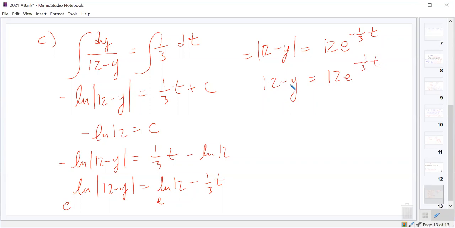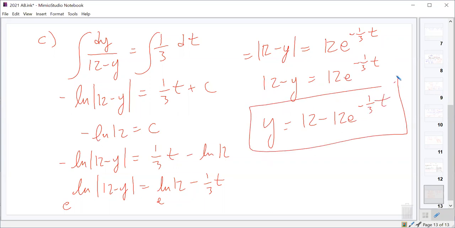And then we'll solve for y. We'll add the y over and subtract. So we get y equals 12 minus 12 e to the negative 1/3 t. Good or no? Everyone's good there? Any questions on any of that one? Everyone's good? Zoom, you're good? Yes.